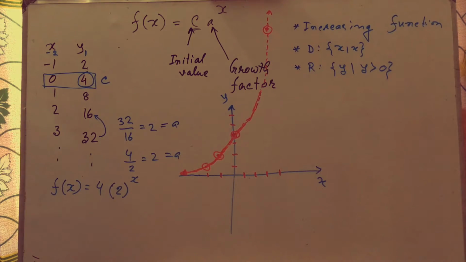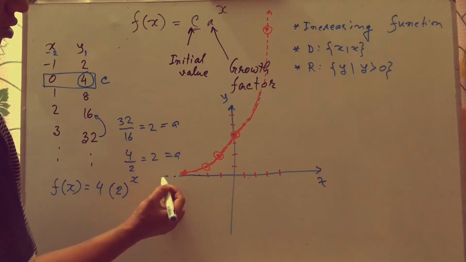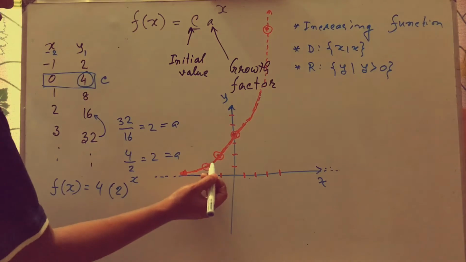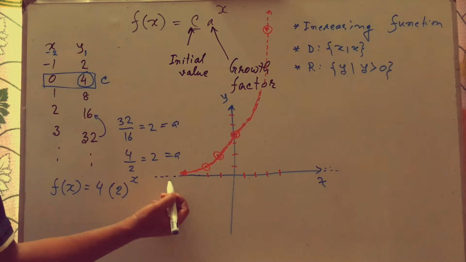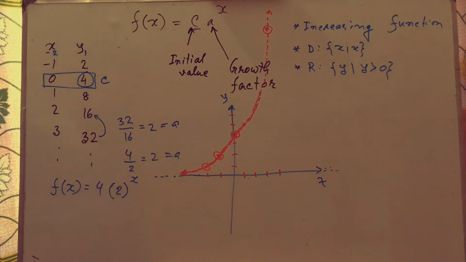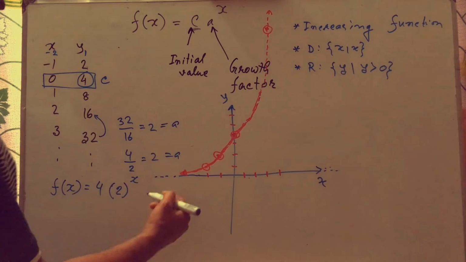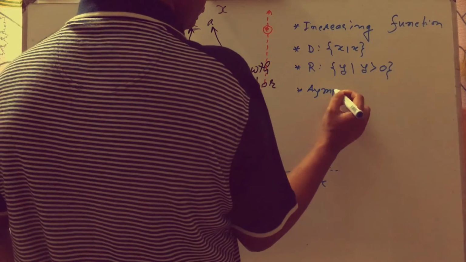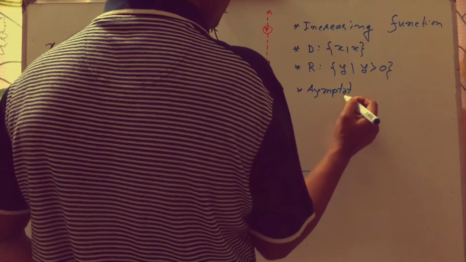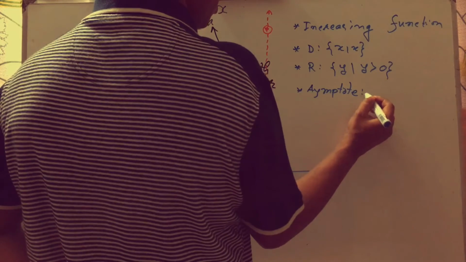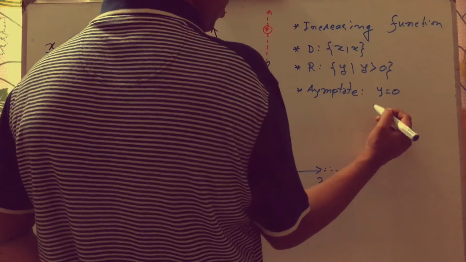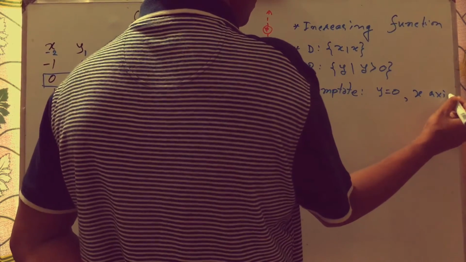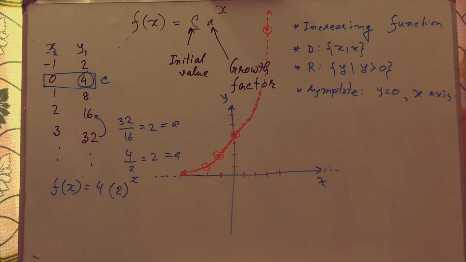Then you can see this is the asymptote of the graph, because the graph is coming closer and closer to this x line, but it is not going to touch it. So this is the asymptote. The asymptote is y equals 0, or you can say the x-axis. Both are correct. So the asymptote is the x-axis.